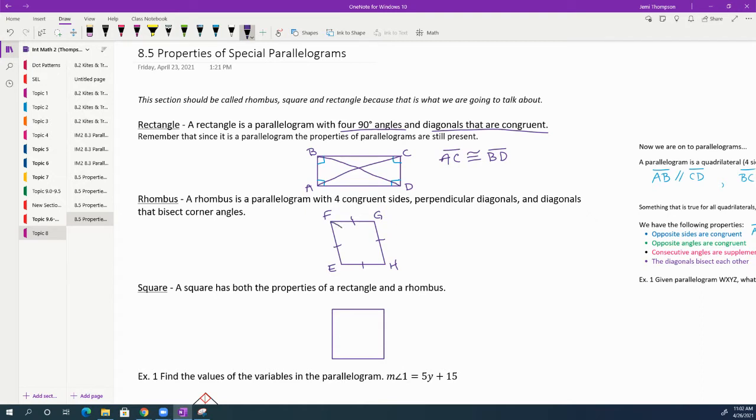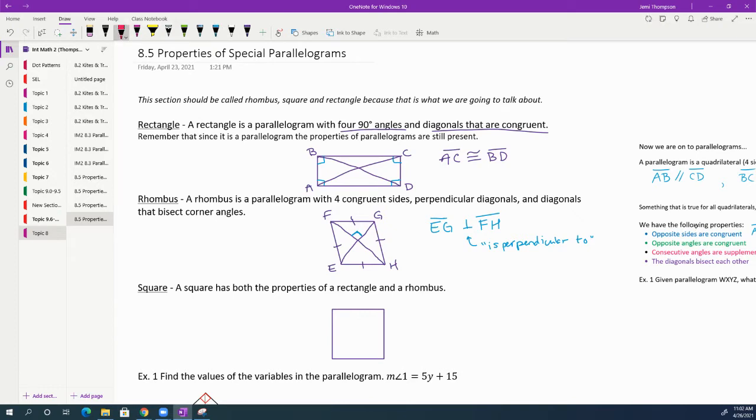All right, so I have perpendicular diagonals, so I'm going to draw some diagonals in here. These diagonals make a 90-degree angle. So if I write that in words, that's EG is perpendicular to FH. So this upside down T is perpendicular to. Should be a nice box in there.